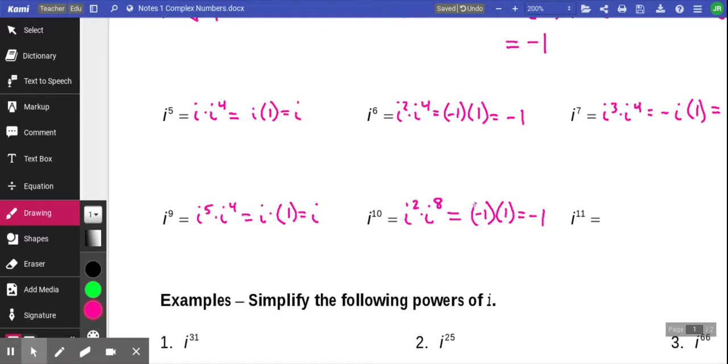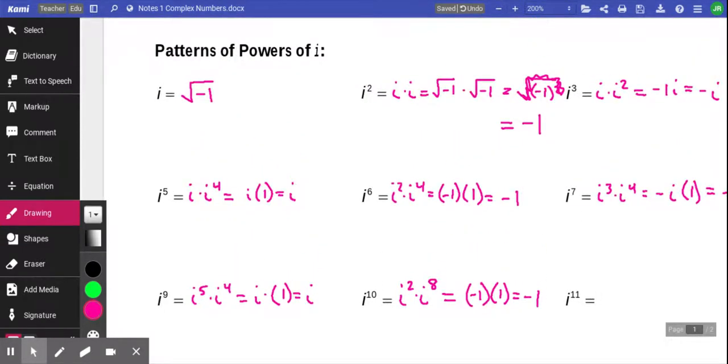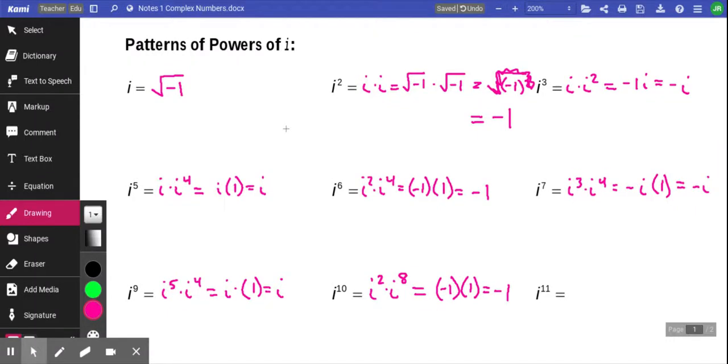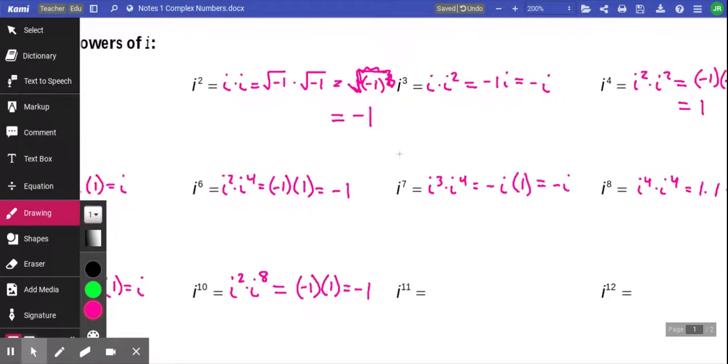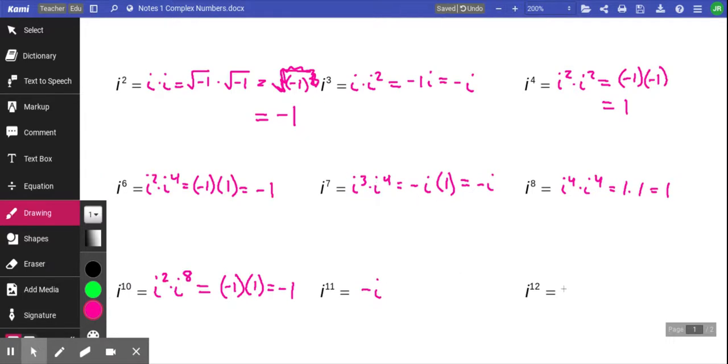Hopefully we see the pattern. There's a reason why I wrote them out in a table format in these columns. Everything in this column reduces to i. Everything in this column reduces to negative 1. Everything in this column reduces to negative i. And everything in this column reduces to 1.